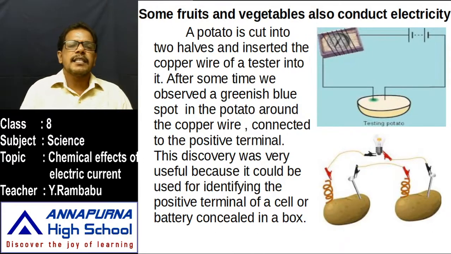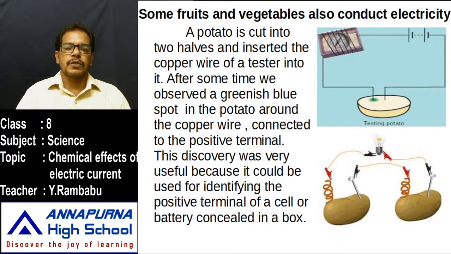Generally, the citric acid is present in which fruit? Lemon fruit. If we take a lemon fruit, the citric acid is there. If we take 2 to 3 spoons of the citric acid in a beaker or rubber cap, and the 2 free ends of the tester are dipped in it, then automatically we observe deflection or the LED glows.